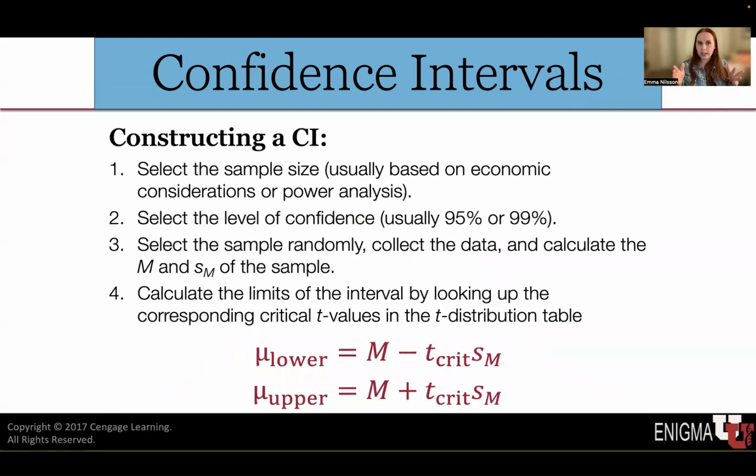So that's what it's going to look like, but let's talk about how to construct it. The first step is to select a sample size for our study, which is usually based on either economic considerations, how much grant funding or resources you have for your study, or maybe a power analysis, which we've talked about before. Then we're going to select our level of confidence. Usually you're going to go with a confidence interval of 95% or 99%. Then you're going to do your experiment. You're going to select your sample randomly. You're going to collect your data. You're going to calculate your sample mean, your sample standard error, all that kind of stuff.